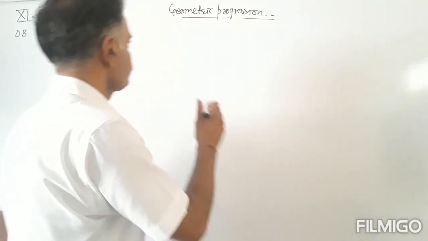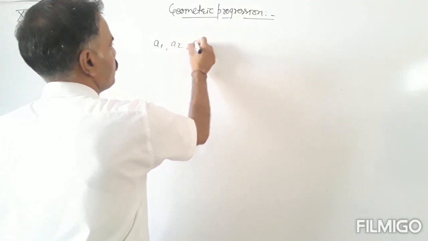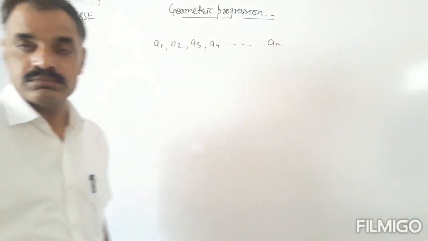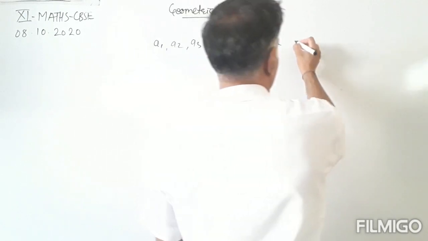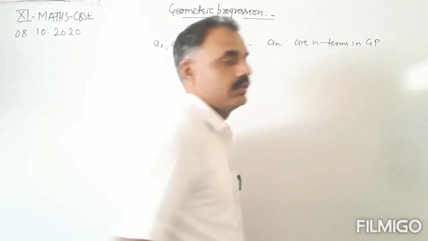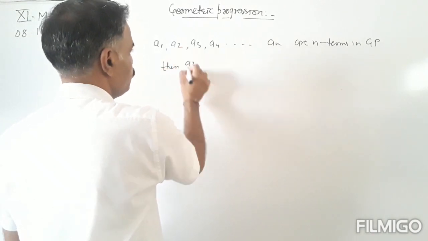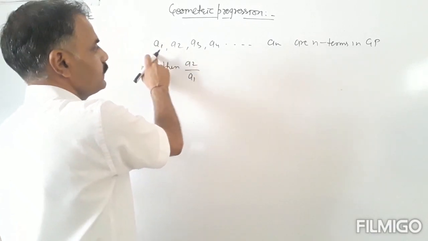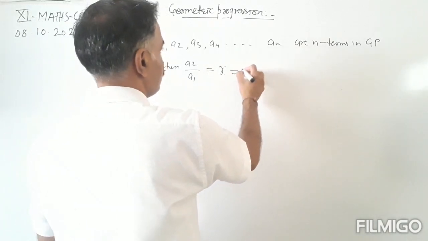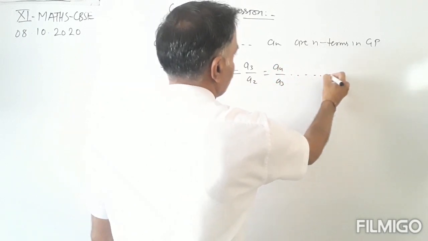Okay, means if A1, A2, A3, A4 and so on, An are n terms in geometric progression GP, then the ratio of A2 upon A1, means second term to first term, is equal to R. This is also equal to the ratio of A3 and A2, and A4 and A3, and so on, An upon An minus 1.